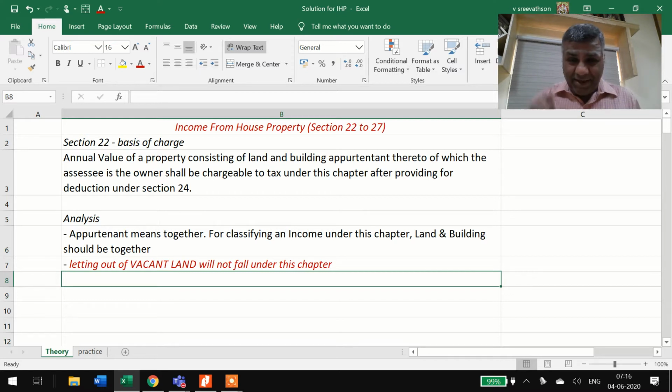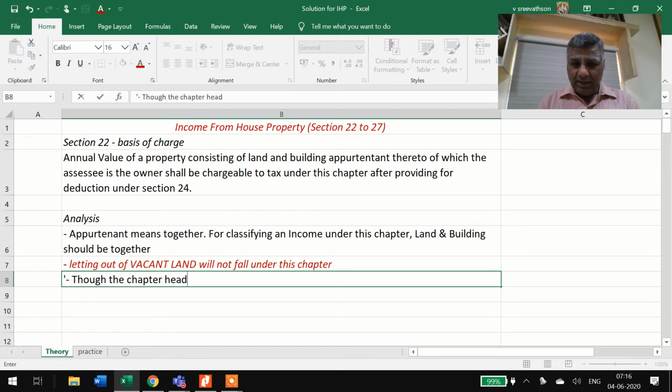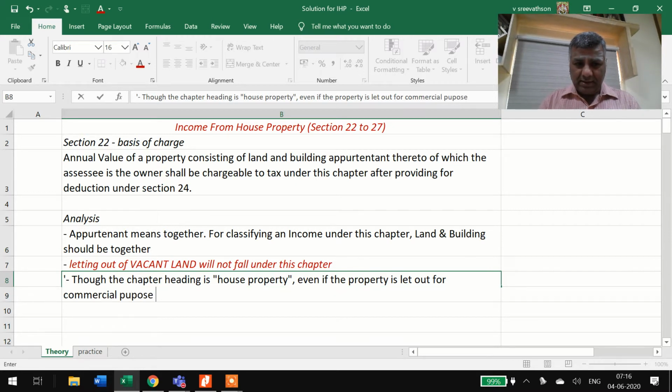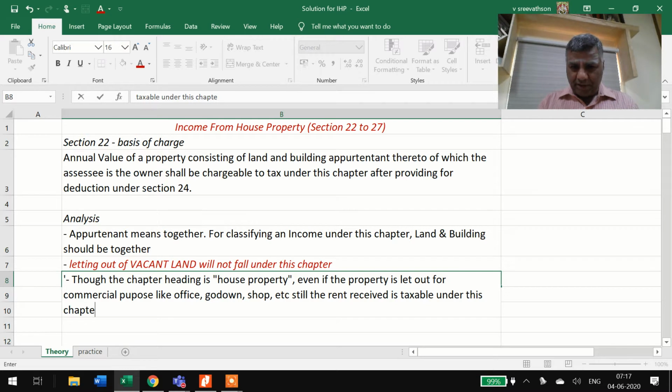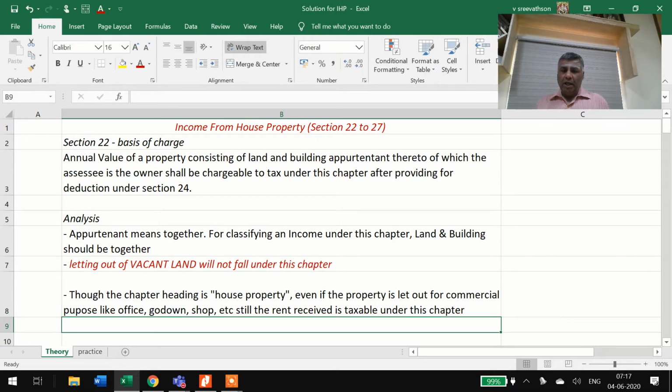Why I am taking this time is, though the chapter heading is house property, even if the property is let out for commercial purpose, like office, godown, shop, etc., still the rent received is taxable under this chapter. Friends, even though the chapter heading is house property, I am unable to define house.